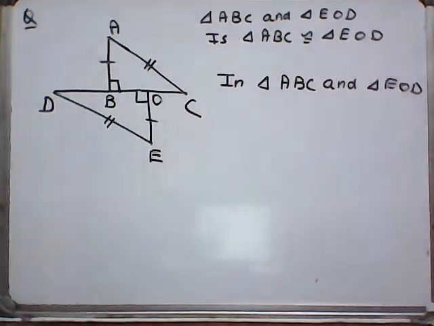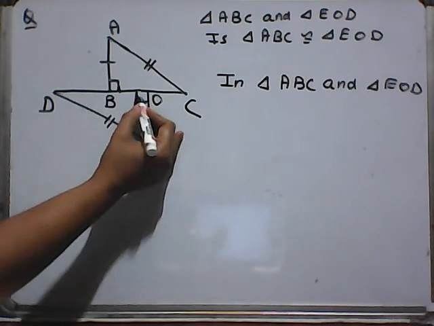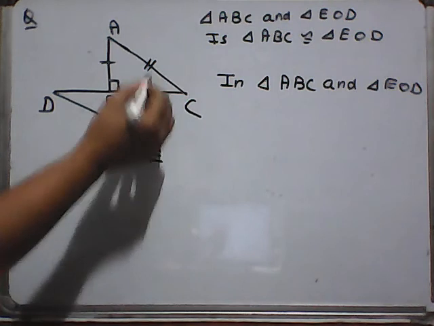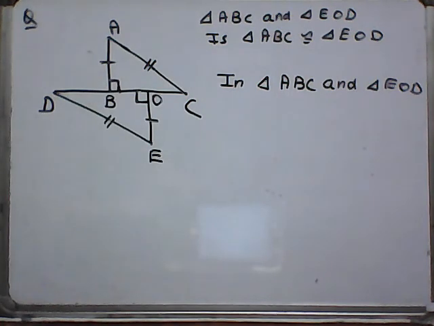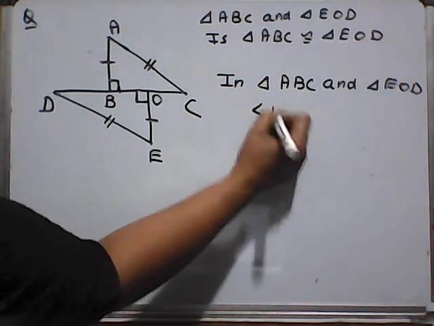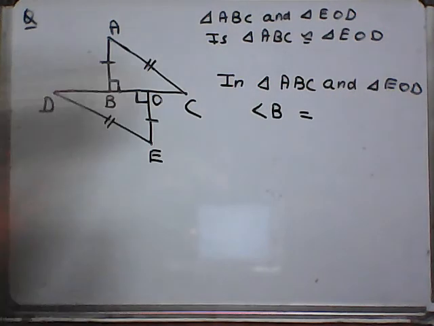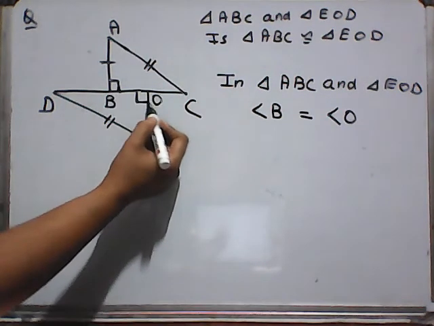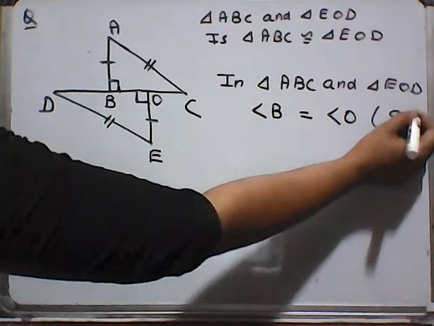Now, you can see from the diagram here angle B is 90 degrees. Here angle E is 90 degrees. AB side is equal to OE side and AC side is equal to ED side. These all conditions are given to you. Now, in triangle ABC, angle B is equal to, in triangle EOD, angle O is equal to 90 degrees. Here angle B is 90 degrees, angle O is 90 degrees. Both these angles are equal, 90 degrees each.